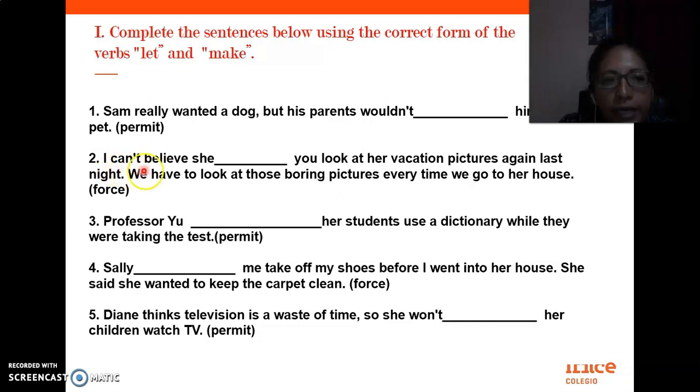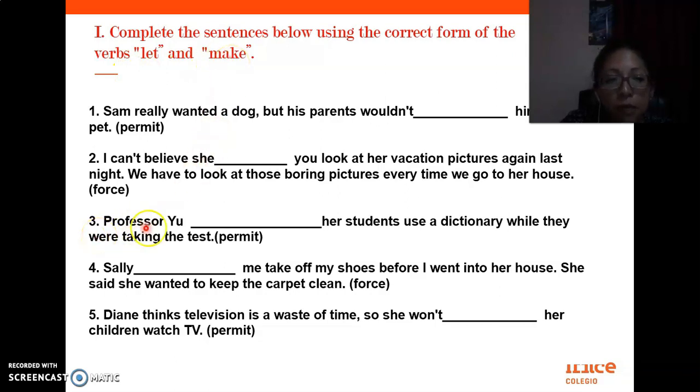Number 2. I can't believe you look at her vacation pictures again last night. We have to look at those boring pictures every time we go to her house. Force. Which is the correct verb? Let or make? Please take into consideration this past time expression, last night, to write the correct form of the verb let or the verb make.